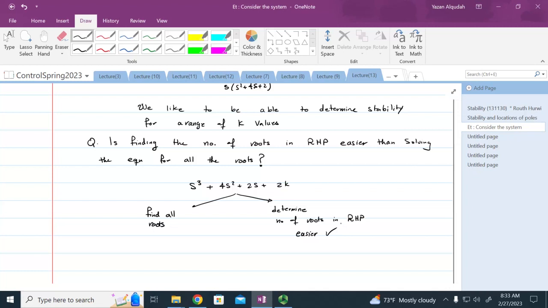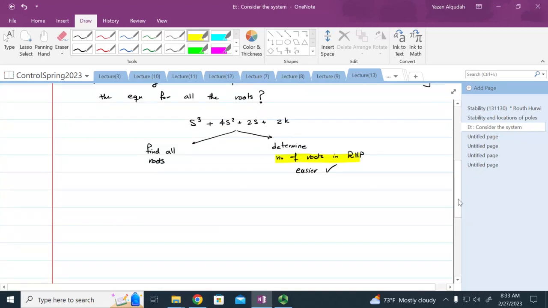So what we're going to be doing next is not finding where the roots are, but rather determining how many roots a characteristic equation has in the right half plane. And we're going to show that there is a tool that will help us solve for the number of roots that are in the right half plane. Together? Okay. So the next thing we're going to look at is the relationship between the roots and the coefficients of a polynomial.